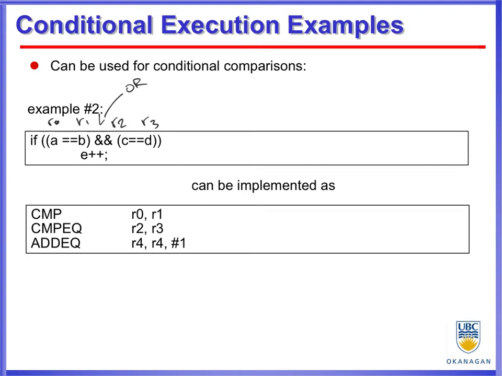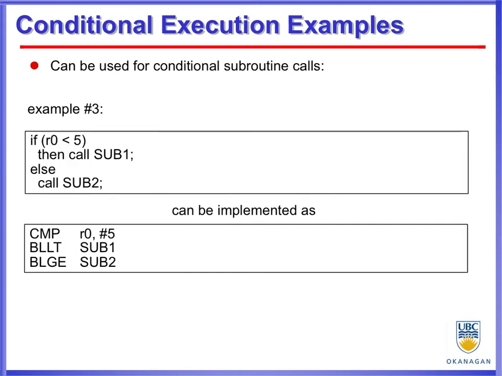Okay, table. Here's another one. Here's the C code. If R0 is less than 5, then we want to call some subroutine or function, in C, sub 1. Else, call a different function, sub 2. Okay, we're going to talk about subroutines in a lecture or two down the road. So this can be implemented like this.